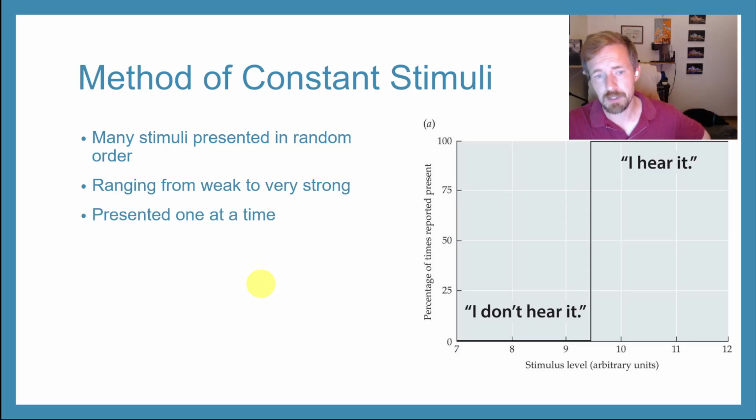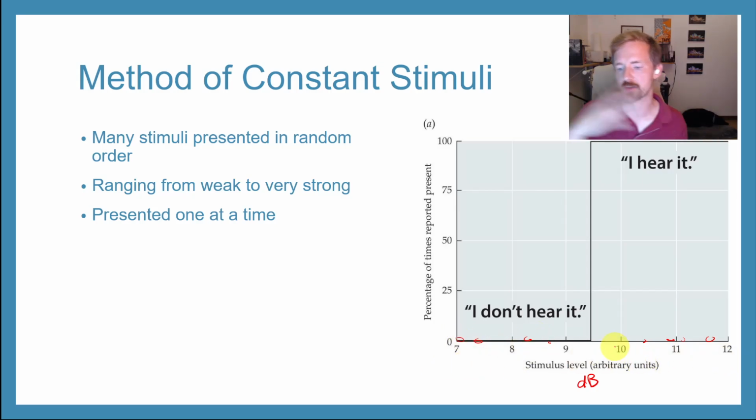The method of constant stimuli, this is if you're going to be presenting stimuli in a random order. So this says stimulus level. You can imagine this as decibels. So we're detecting how loud something is. And so maybe we're going to play some soft, some loud, but the key is that we're not really in any kind of order. We're just going to play it, sometimes soft, sometimes loud, sometimes in the middle, and by doing it one at a time, that helps us find our absolute threshold of, okay, I hear it versus I don't hear it.